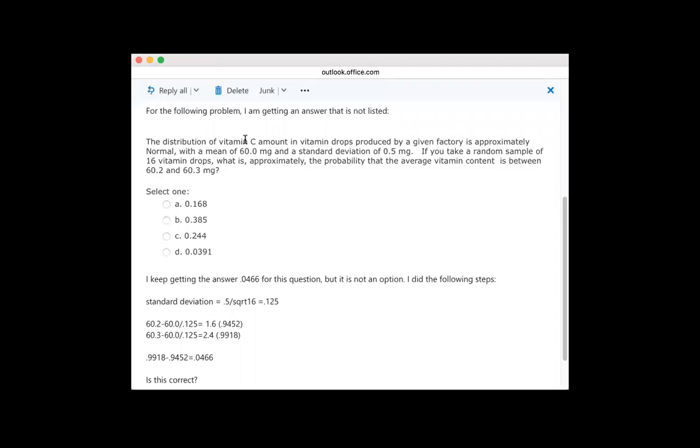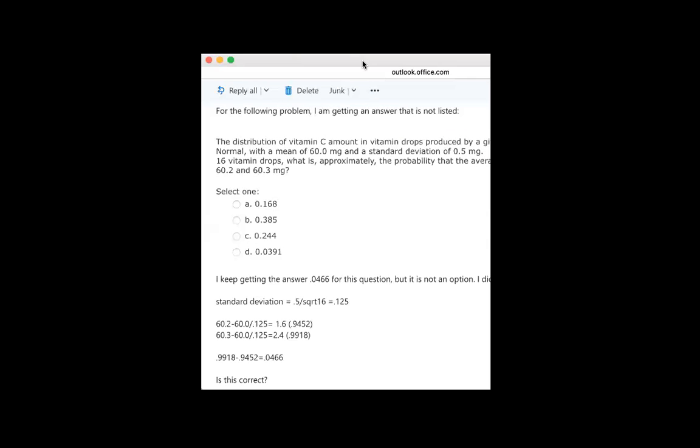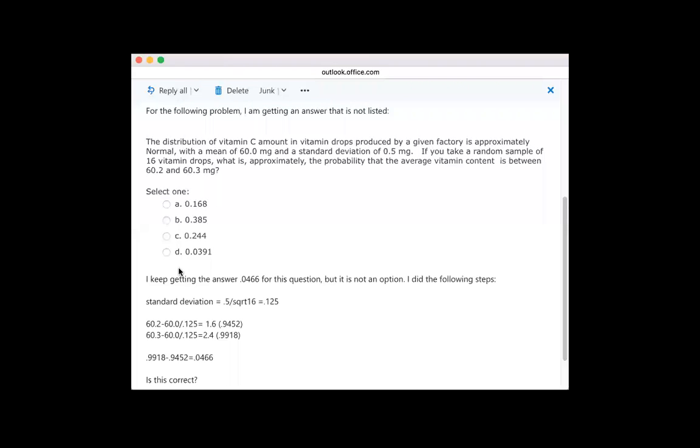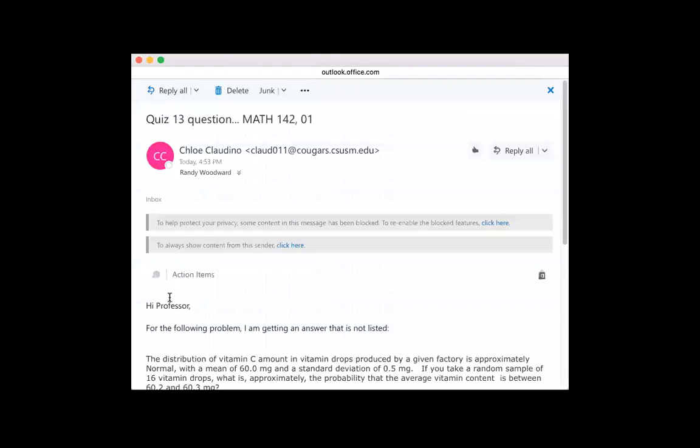The distribution of vitamin C amount in vitamin drops produced by a given factory is approximately normal with a mean of this and a standard deviation of that. If we take a random sample of 16 drops, what is approximately the probability the average vitamin content is between 60.2 and 60.3? Well, what we do for that one is, you know what, oh, I might be able to write on this. Can I write on this? I can write up here.